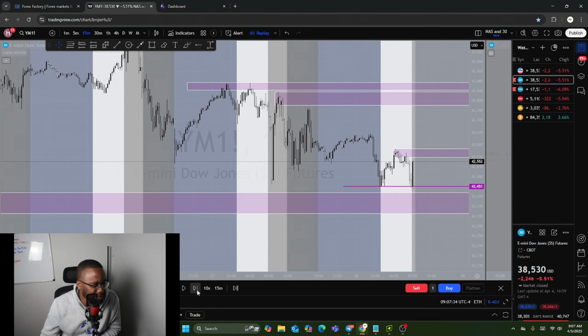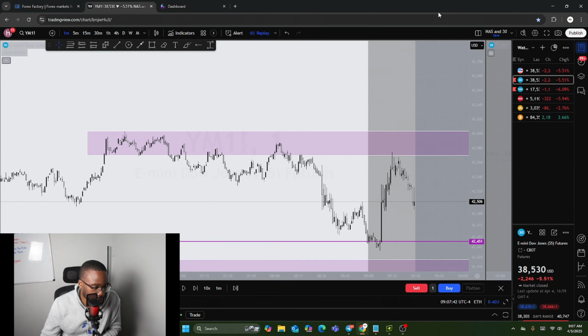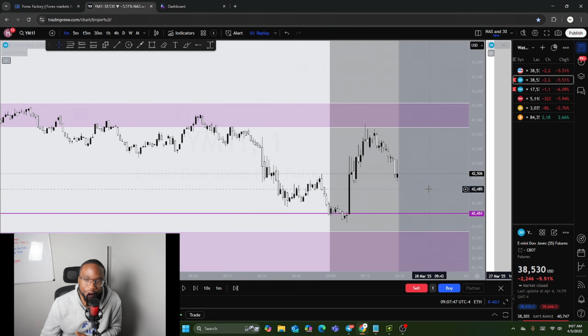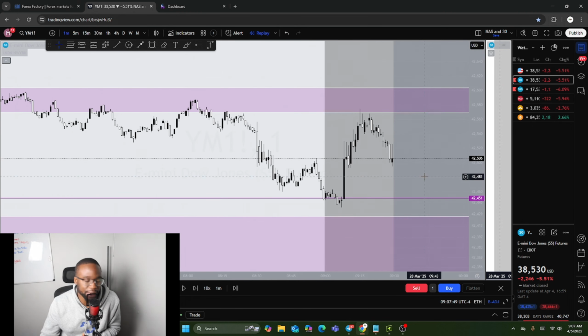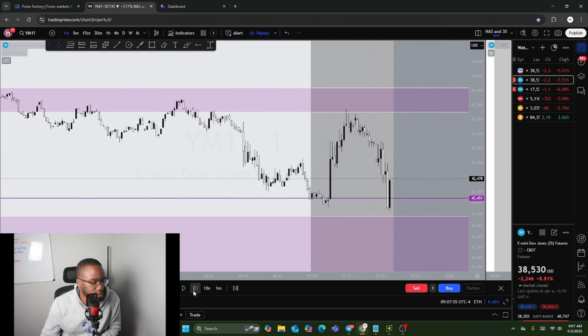Drop down to the 1 minute. Everything looks bearish. Let's just look for sell opportunities. It looks like in this market condition, I kind of have to marry the bias. Let's look for sell opportunities.